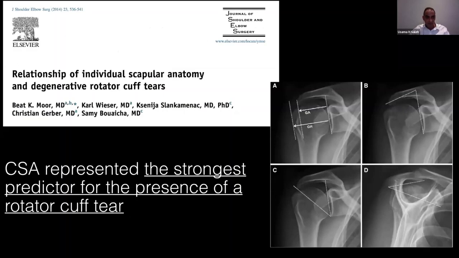Again, the same group of Christian Gerber looked at the reproducibility of this critical shoulder angle and compared it with the other parameters on the radiology.